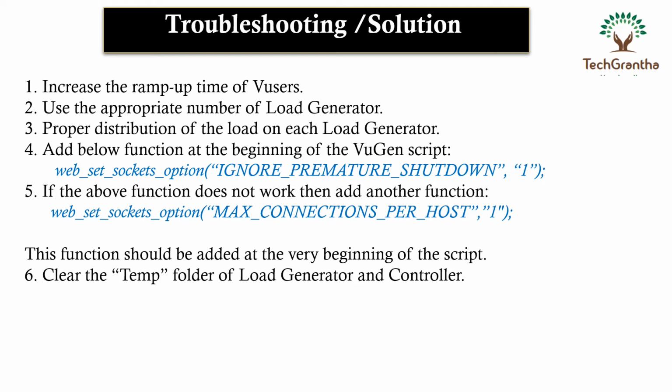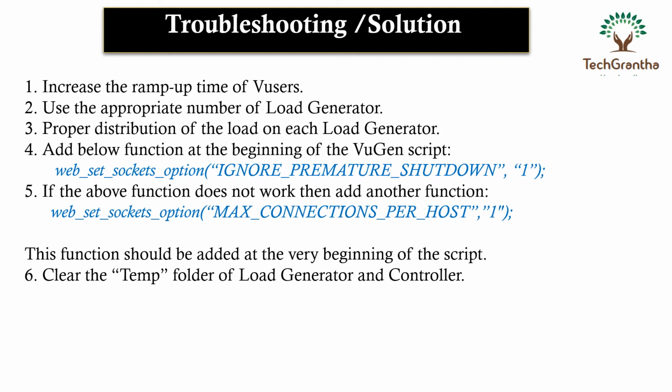Third is the proper distribution of the load. If you know that 3 generators are able to handle 1,000 users, just distribute the load equally across all those LGs. Don't do it like this: if 1,000 users are there and you have 3 LGs, you put 50 users on one LG and all the others on different LGs. Distribute the load properly on all LGs. And sometimes you can add the web_websocket_option ignore premature shutdown function at the start of the script, and if the above code is not working, you can use that one also.